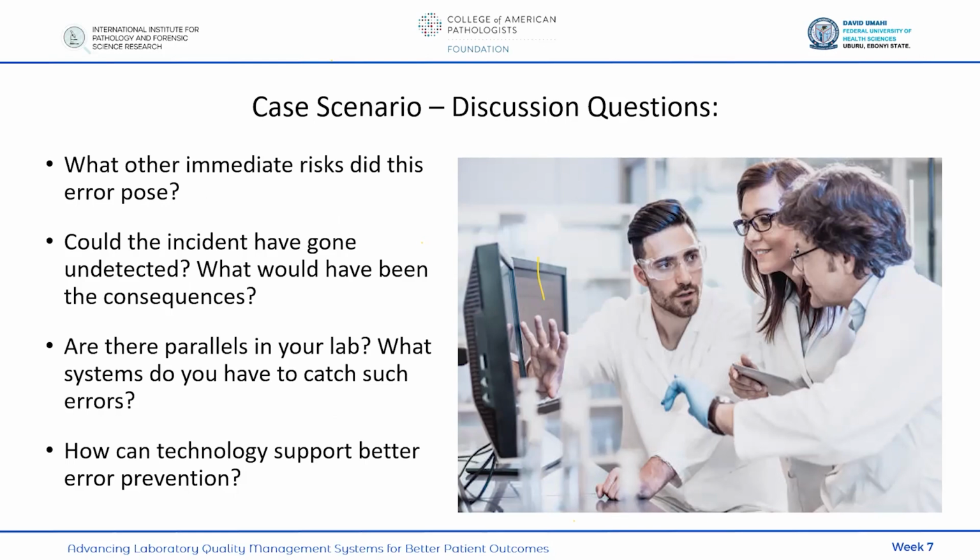So how can technology support better error prevention? You know, we have talked about automation. Automation helps in reducing man-made error. That doesn't mean that automation is not prone to error, but it reduces it to a significant extent. So automating our lab will help reduce this error, and it will help us to detect these errors faster, okay?